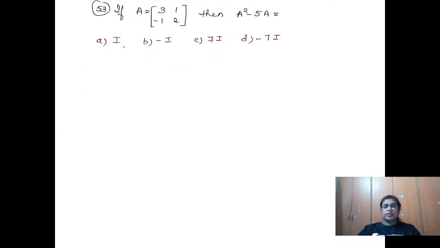So the next question tells me A is given. So A matrix is given to me: 3, 1, minus 1, 2. The question is, what is A square minus 5A? So A square means what I have to do? I have to write A two times. That will become A square. So I want A square now. So A square is equal to A into A. So that is equal to 3, 1, minus 1, 2 times 3, 1, minus 1, 2.